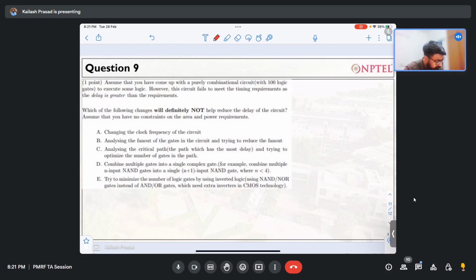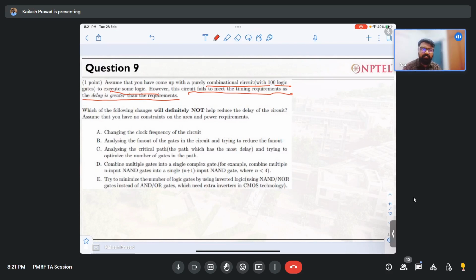Just see. Assume that you have to come up with a purely combinational circuit with 100 logic gates to execute some logic. However, this circuit fails to meet the timing requirement as the delay is greater than the requirement. Please understand the question. You have to make a circuit which has to work in x nanoseconds, say 10 nanoseconds. Now the circuit which you have designed is not meeting the timing requirement. It means the circuit has some delay, y nanoseconds, greater than x nanoseconds. Say suppose it has 15 nanoseconds instead of 10 nanoseconds.